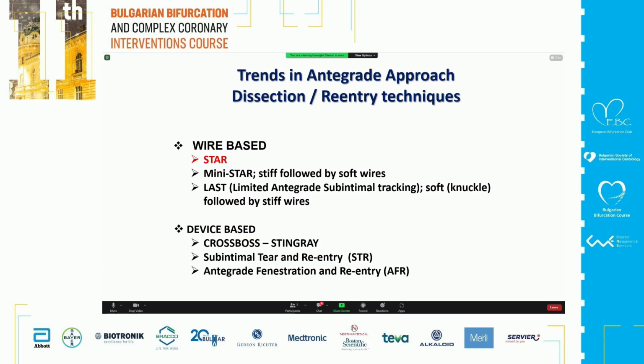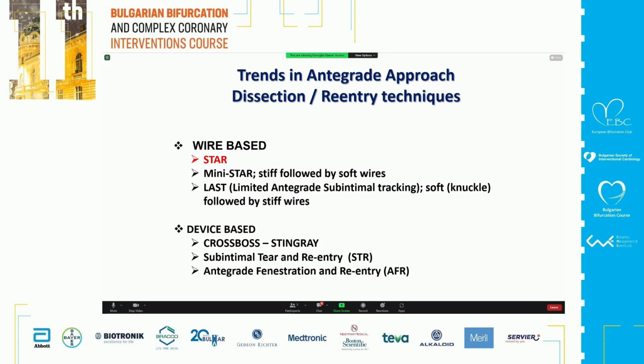Mini-STAR refers to the fact that you cross the body of the occlusion with stiff wires, and then you make the re-entry with soft wires in a knuckle fashion. That's what mini-STAR is. And you have the limited antegrade subintimal tracking, where you cross the entire body of the lesion with soft wires in a knuckle fashion. It's a fast-track approach, I would say. I tend to appreciate it more of the time, but not completely agree on the concept. And then you make the re-entry with stiff wires plus devices like Stingray.